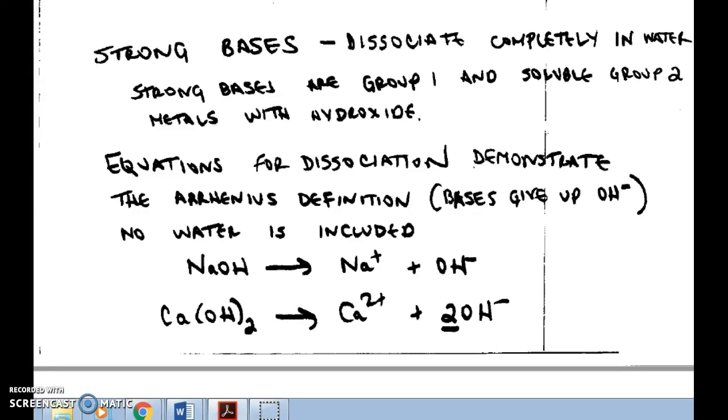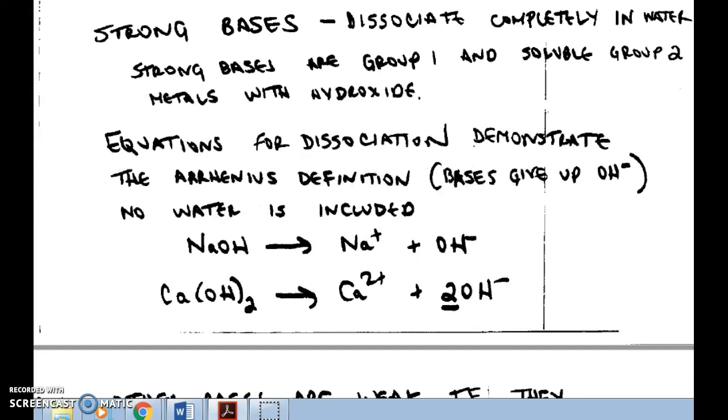So when we look at equations for dissociation of these strong bases, we're really looking at the Arrhenius definition of bases, where bases are going to give up hydroxide. No water is included because there isn't any interaction between the hydroxide ion really and the water other than being surrounded by the shells of hydration. There's no new ion or new species that's formed when they dissociate. So this is more like just ionic compounds dissociating. So we can see sodium hydroxide splitting up into sodium plus 1 ion and hydroxide minus 1 ion. Calcium hydroxide splitting up completely into calcium 2 plus ion, and then 2 moles of hydroxide ion.